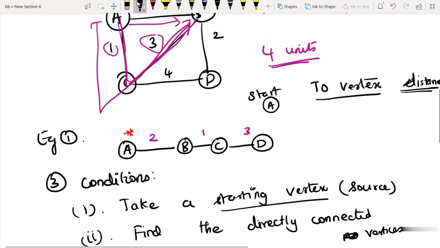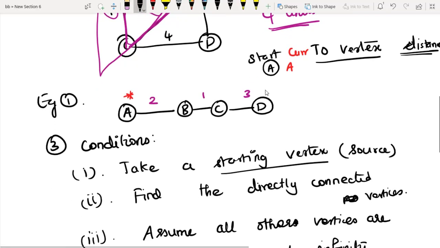So currently I am in A only. When I am starting, initially, I am in A only, right? Let me name it as current. There is one more column called current vertex, and I am in A only. Super, right?